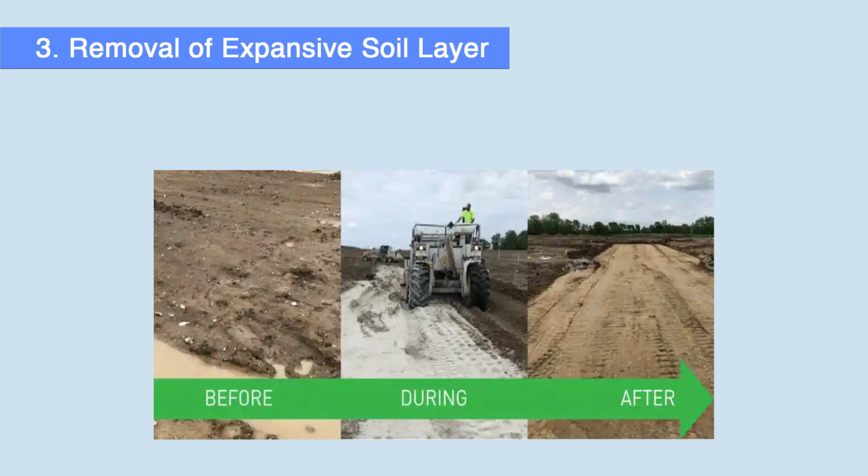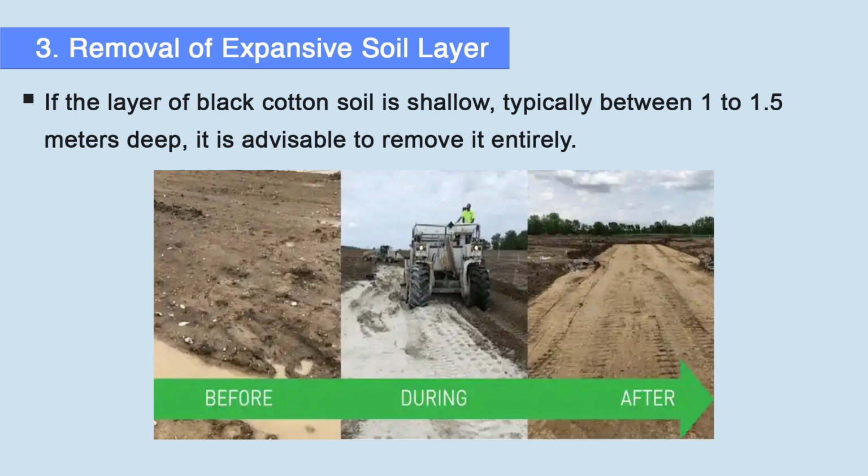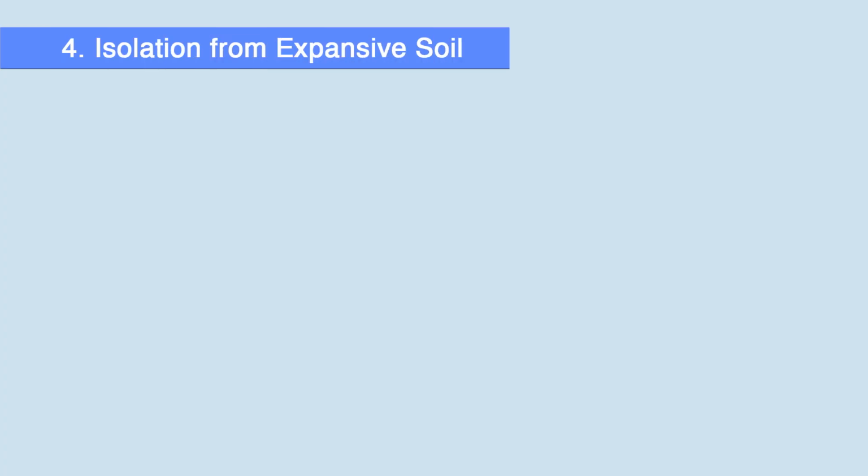Then the next is removal of expansive soil layer. If the layer of black cotton soil is shallow, typically between 1 to 1.5 meter deep, it is advisable to remove it entirely. The foundation can then be laid on the more stable, non-expansive soil below. This method eliminates the risk posed by the expansive nature of the soil and provides a stable base for the foundation.